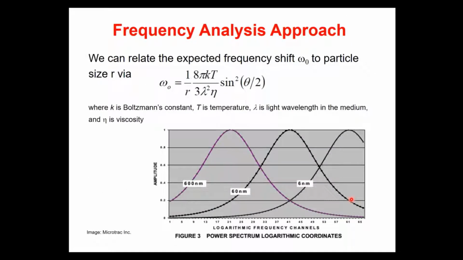For frequency analysis, though, we can calculate the expected frequency shift of particles based on their size, as well as several other factors in the experiment, such as the collection angle, temperature, and liquid viscosity. We can expect then smaller particles to create higher expected central frequency shifts. Larger particles will create a smaller frequency shift. And here's a representation maybe of some definite defined particle sizes plotted with their frequency shift in a logarithmic frequency channel form.